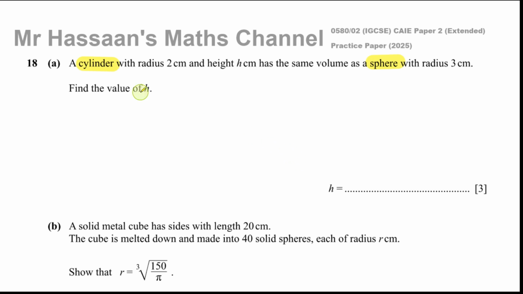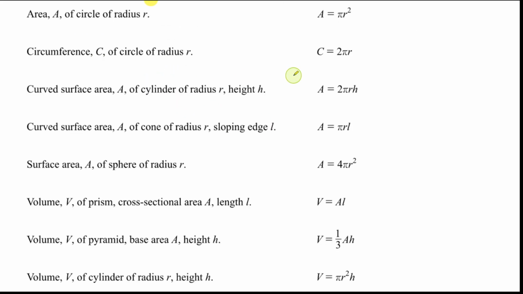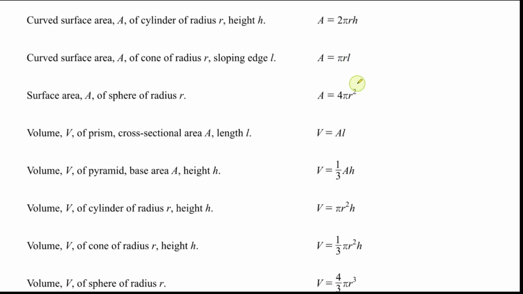Now, in the past, the formula for volume of a cylinder was not given, but volumes of spheres were given. Now we have both of them in the formula sheet. So we go back to the second page, and we see we're given all of these formulae here.